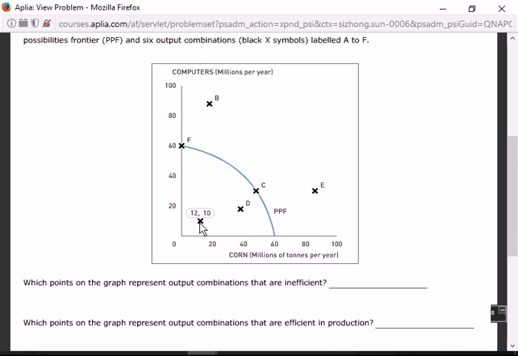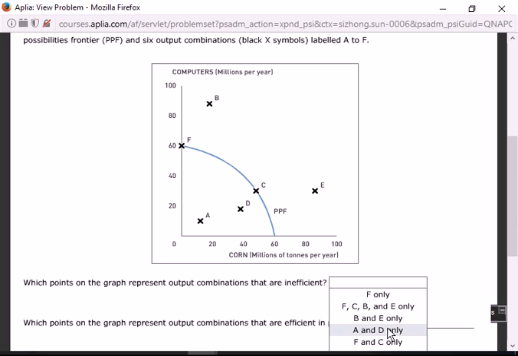So let's look at point A. Given the resource endowment, it is producing 12 computers, 10 corn. However, can Argentina do better than this? Yes. For example, move from point A to point C. Given the resource endowment, that's feasible, which is 48 computers, 30 corn. So A, within this PPF, is inefficient. Similarly for D. So it's A and D.